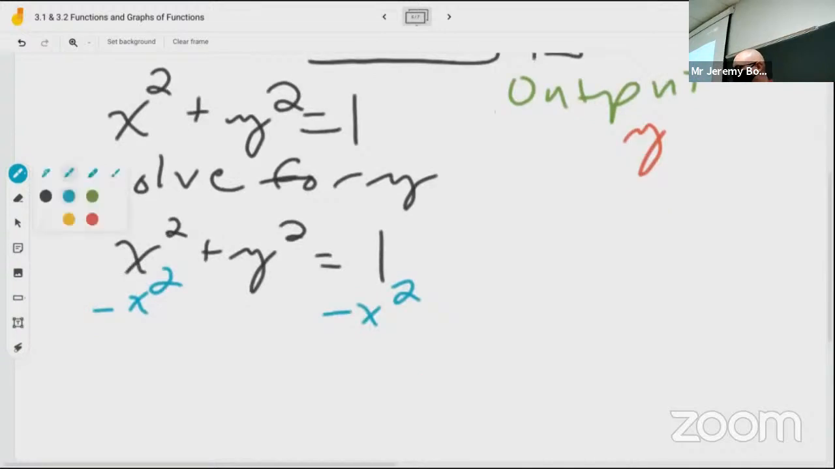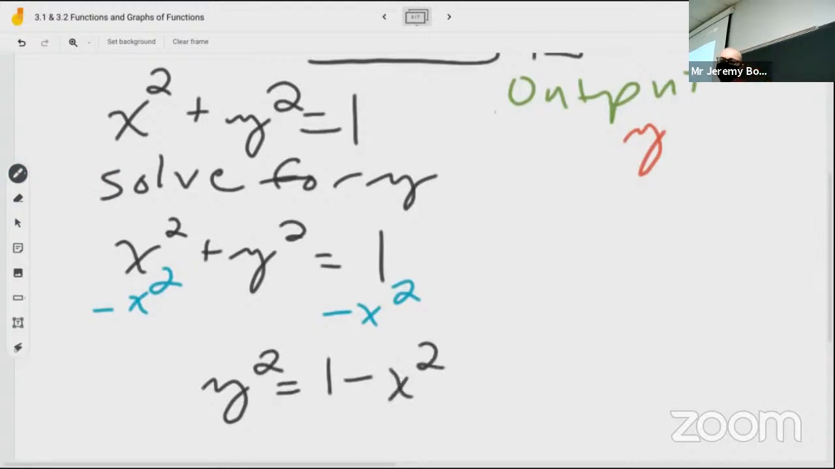So we'd have y squared is equal to 1 minus x squared. It really doesn't matter. I should have left some room there. I'm just going to rewrite it. All right, so if I have y squared is equal to 1 minus x squared, how do I solve for y now? Right now it's solved for y squared. How do we solve for that?